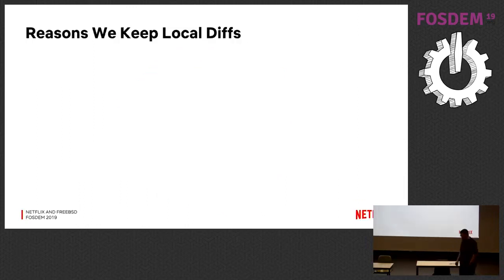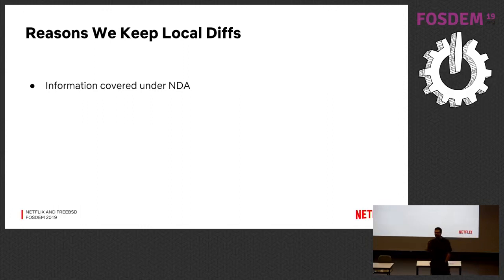Now, having said that, we do keep local diffs for a few reasons. The first one should be fairly obvious. It's information covered by NDA. We do occasionally get information from vendors, which helps us to do something we need to do. But it's covered under an NDA, and they will not let us upstream the code based on that. I think we have something like 100 lines of code that fall in this category, so it's a very, very, very small diff, but this does happen occasionally.